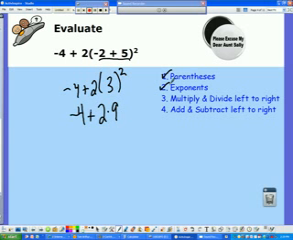Okay. The next step is to multiply or divide, and you do this left to right. So we're going to take care of the 2 times 9, negative 4 plus 18, and then we can take care of our adding and subtracting. So negative 4 plus 18 would give us 14.